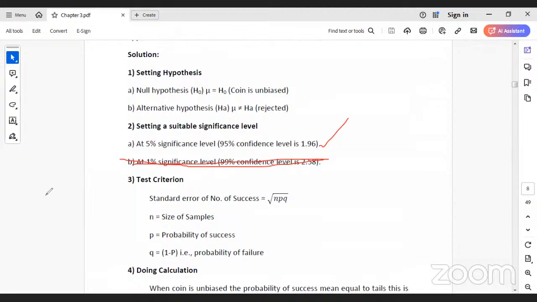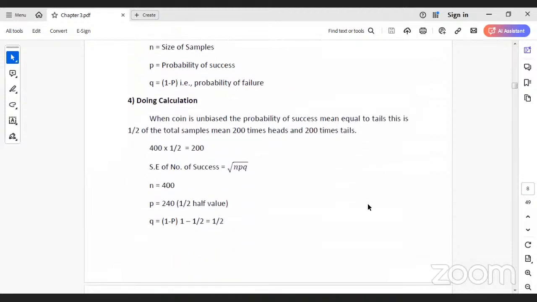Then next, doing calculation. The calculation part is important. In the test criteria only, we have to decide which method this problem belongs to. Once again, listen carefully. When the coin is unbiased, the probability of success equals that of tails. This is 1 by 2 of the total sample, meaning 200 times heads, 200 times tails. So 400 into 1 by 2 is equal to 200.